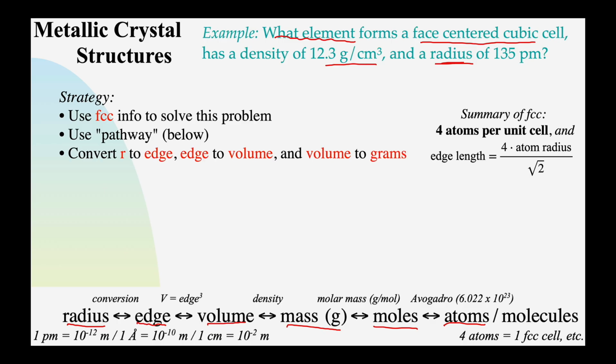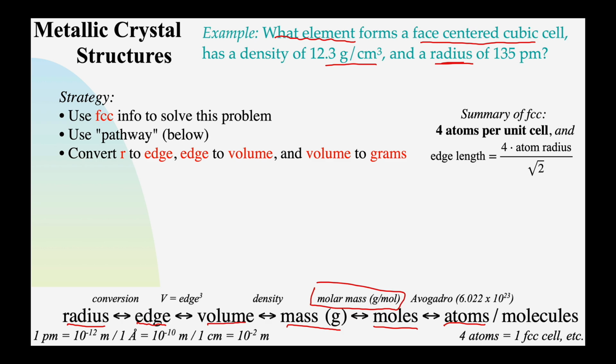Again, what I said there in a little bit more wordy version is first we're going to start on the left and go right as far as we can. And so in this problem, it's going to be radius to edge using the FCC part. Edge cubed equals volume. And finally, we can go volume to mass in grams using the given density. But then we have to stop, all right? We're kind of looking for the molar mass, all right? That's what we want to find. If you knew the molar mass, you could look up on the periodic table and tell how many grams per mole it was, no problem. But we don't know that here.